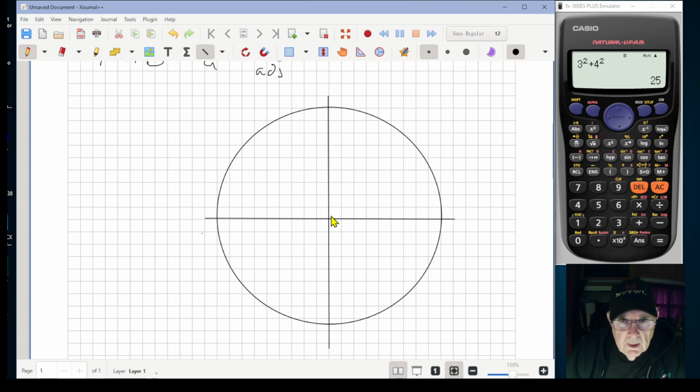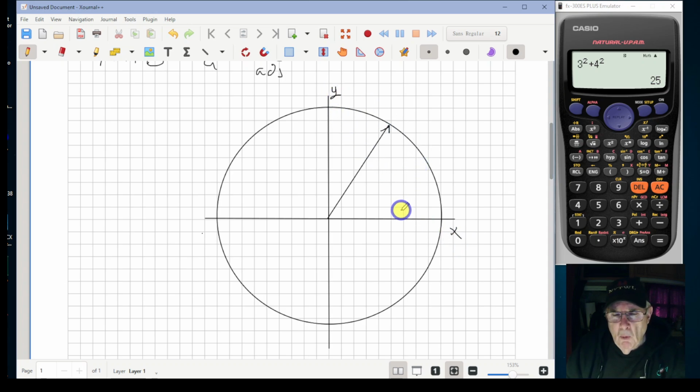I'm going to draw one other thing here. I'm going to draw an arbitrary line out here like so. And matter of fact, let's put an arrowhead on this. And this is an x value, this is a y value. But that's not what's important.